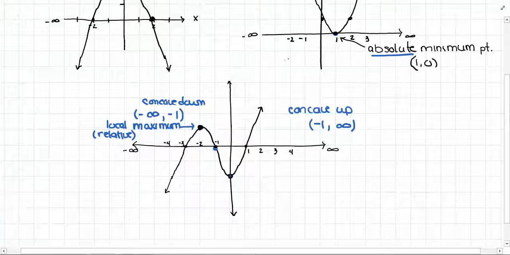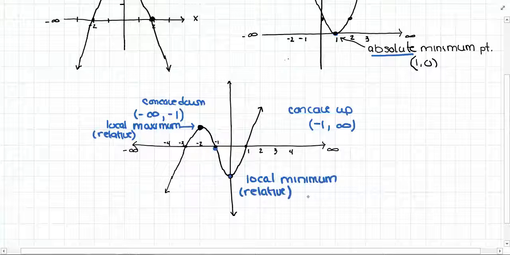And then down here, that is a low point, but it's not the lowest point on the graph because, again, this graph is going to keep on going downward. So we call this a local minimum. Or again, you can call it a relative minimum.